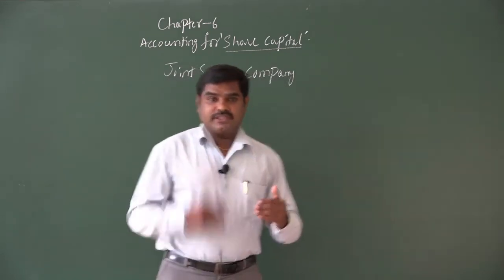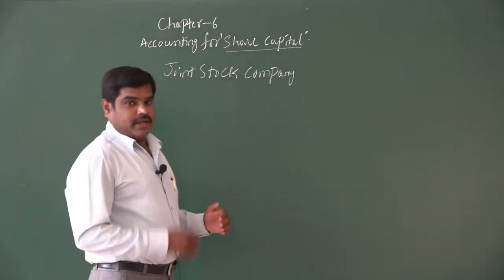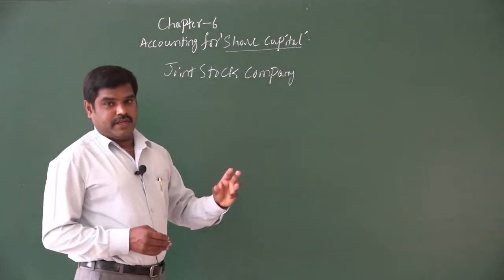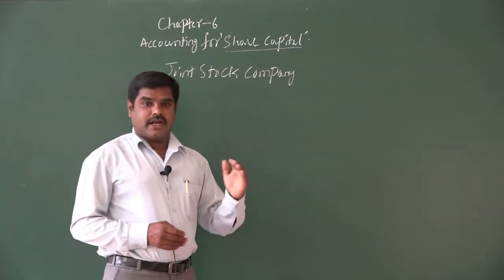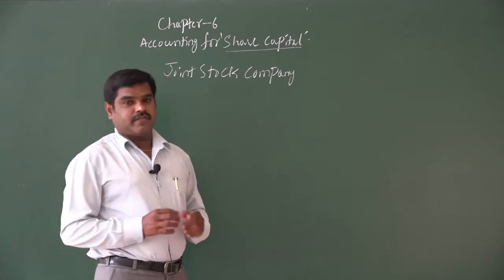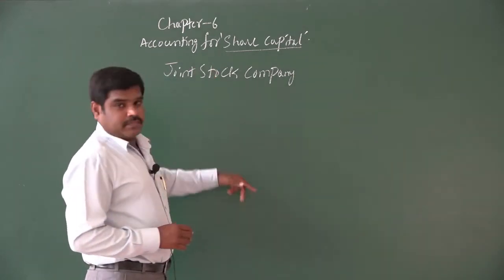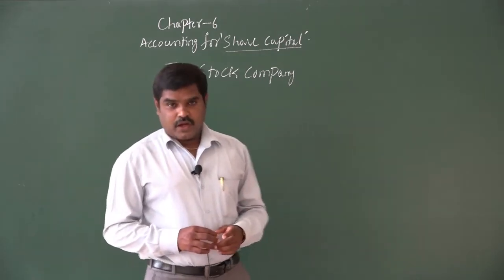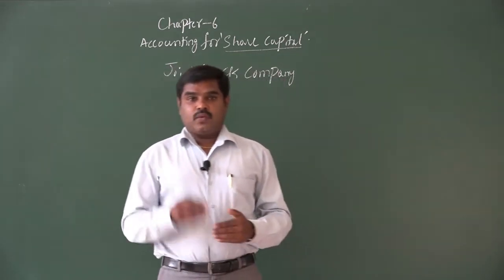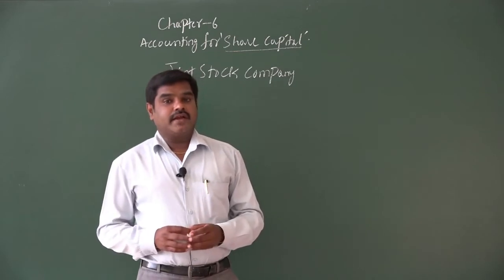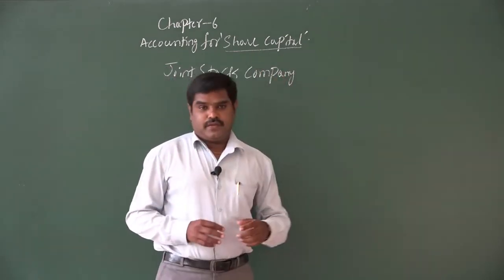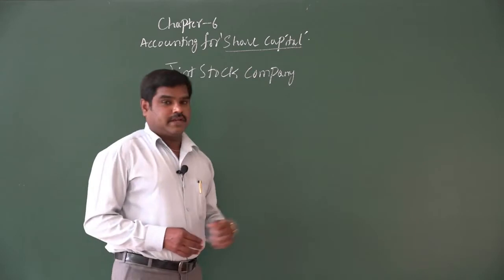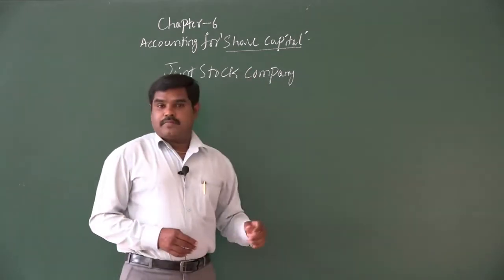So in this chapter, in first PUC you studied the meaning of joint stock company, features and types of companies. But in this chapter, how a company will issue the shares, the types of shares, and what the journal entry for the issue of shares is. So before going to share capital, let us look at joint stock company.